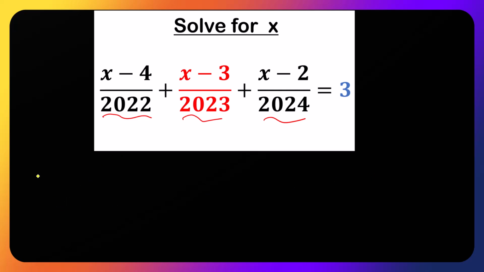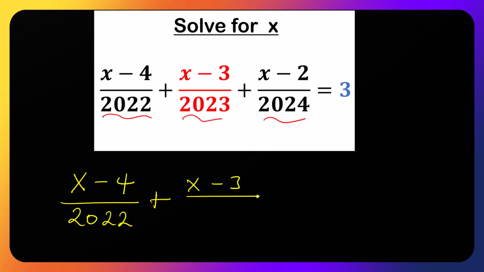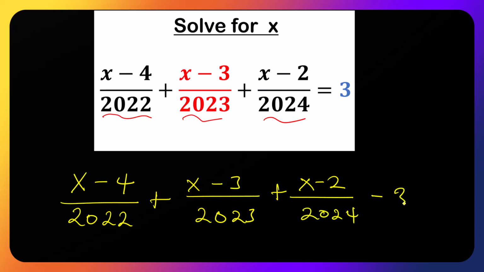So I'll make this side (x minus 4) on 2022 plus (x minus 3) on 2023 plus (x minus 2) on 2024 minus 3 equals 0. Now this is what we are going to do.